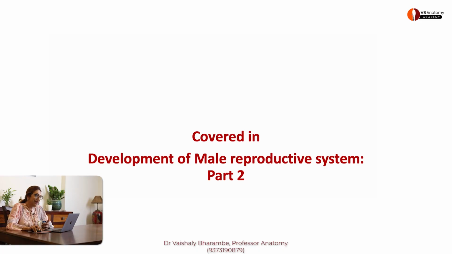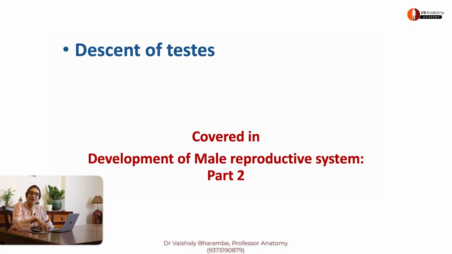All right? Okay, students, so what is left? What is left is we need to learn the descent of testes. You have forgotten that you have produced the testes in the dorsal wall of the abdomen. You don't want it there. You want it in the scrotum, which means the testis has to descend down.